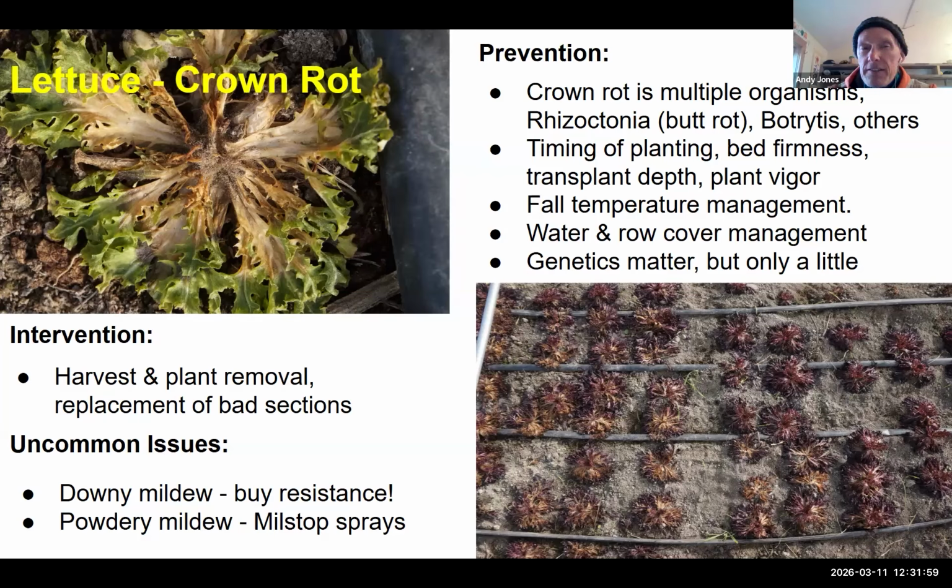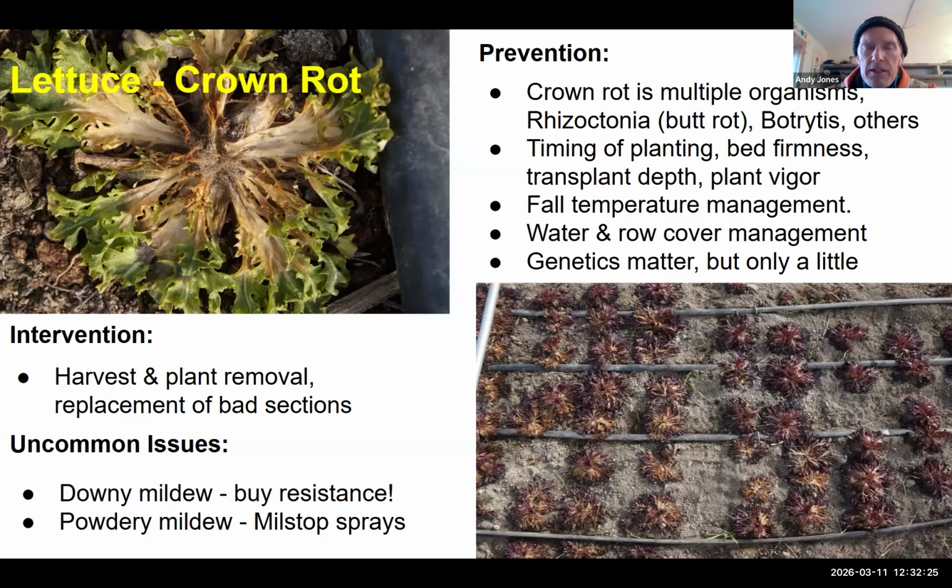We've also noticed if you get the plants a little too deep, just like in the field, it makes a big difference. And getting the soil nice and firm so that you can control that depth of planting has been really key for us. Water and row cover management are important too. So we like to get those plants breathing when we can get the row covers off of them.